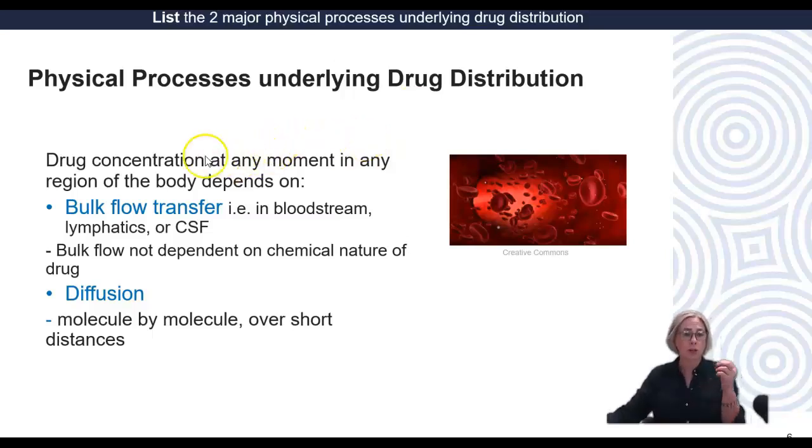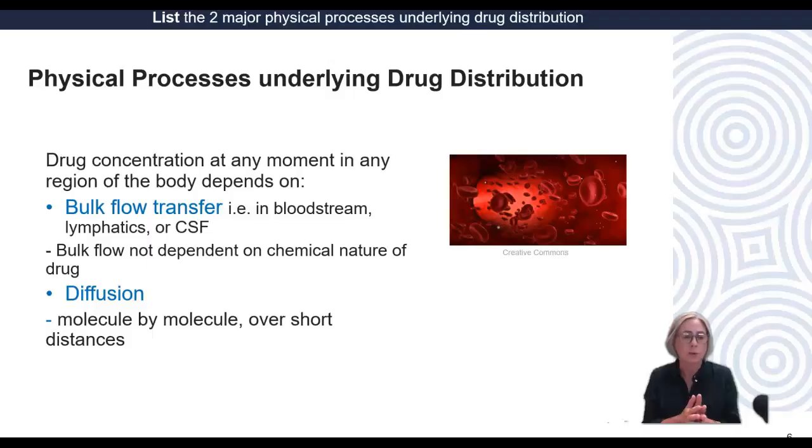The concentration of a drug at any moment in any region of the body depends on these two processes, and they are bulk flow transfer and diffusion. In terms of bulk flow transfer, this is where drugs are being physically pushed, say, through the bloodstream due to the pressure gradient created when the heart contracts. And so this is how drug molecules are distributed over wide distances. It also occurs in lymphatic vessels and also in cerebrospinal fluid. So keep in mind that bulk flow transfer has nothing to do with the chemical nature of the drug. It's a physical process.